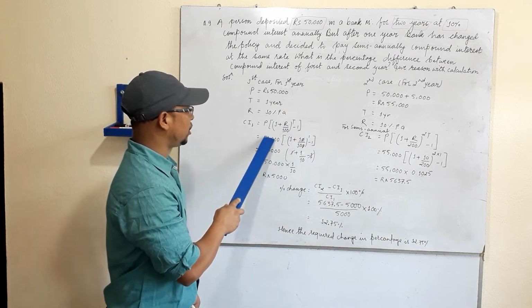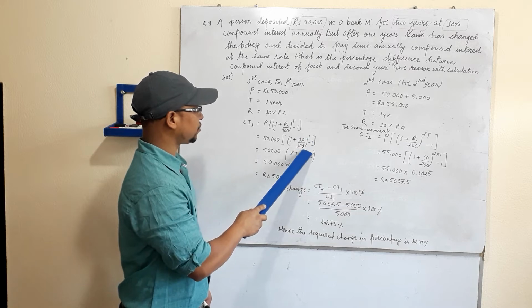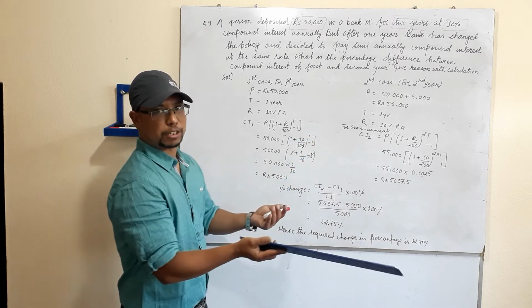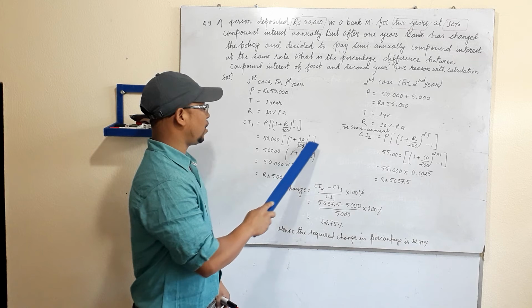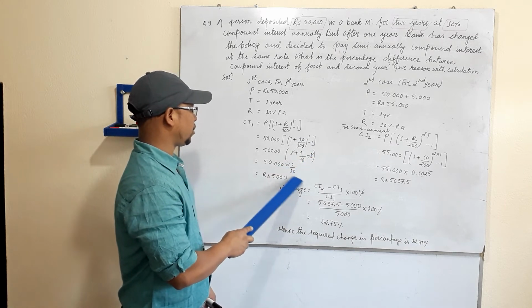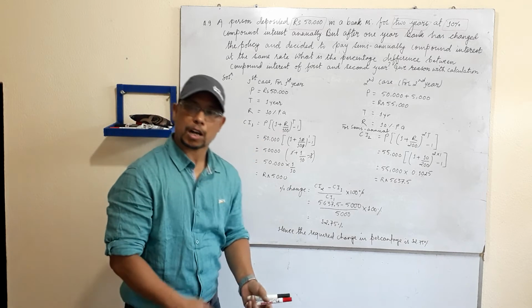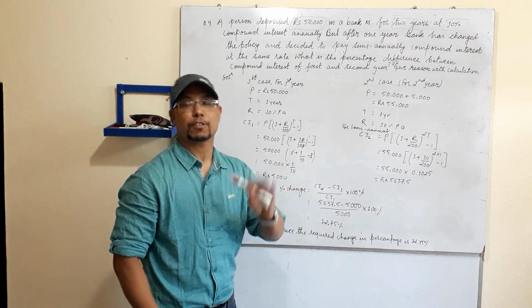So you calculate this all. Now see, this is 1 + 1/10, the zeros cancel. There is power 1, so you can simply open the bracket, and this 1 and minus 1 cancel. There remains 1/10. So 50,000 by 10, the zero cancels, means 5,000. So the bank will give you 5,000 as interest in the first year.